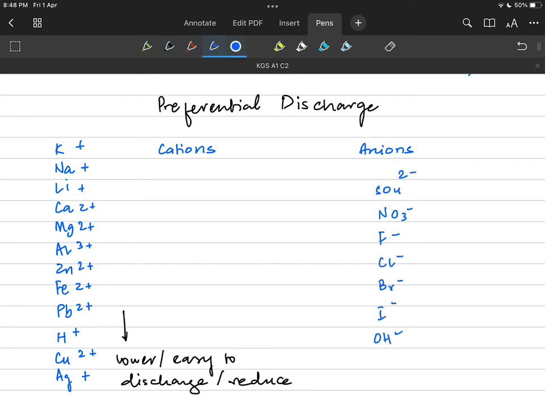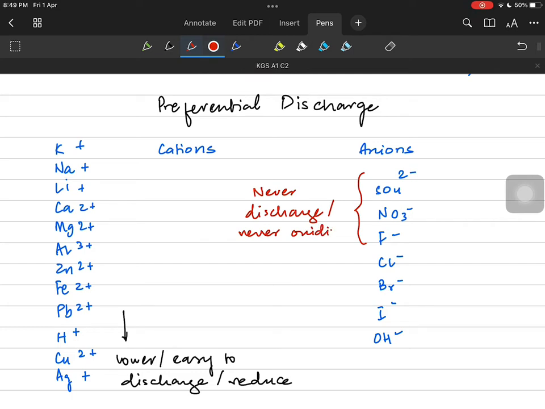For the anions, we have another series which starts at sulfate and then ends at hydroxide. The ones which are higher in the anion series never discharge themselves. So like sulfate, nitrate, fluoride, they will never discharge themselves. They will remain in the solution no matter what. They never produce any other compound. I'm talking about the aqueous solutions.